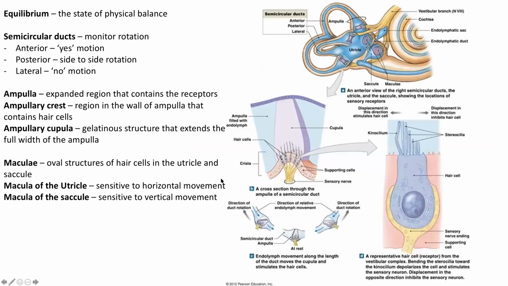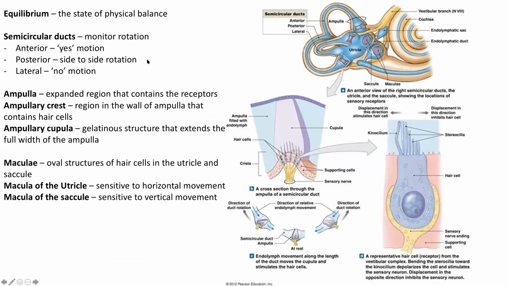So we're going to talk about the vestibular system first and equilibrium. Equilibrium is a state of physical balance. So this helps us to balance. So the semicircular canals, or the semicircular ducts, there's three: anterior, posterior, and lateral. Sorry, these are blurry pictures. They're from your book. There's less blurry in your book.